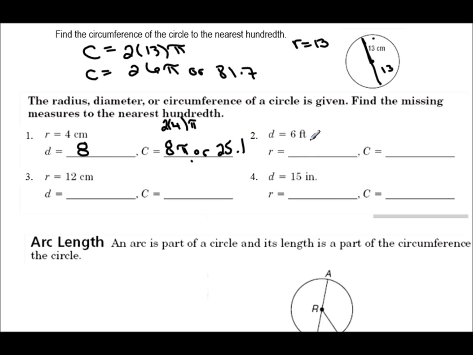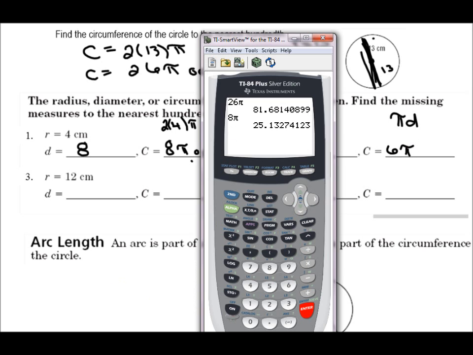Okay, if you're given the diameter, it starts from the center and goes to both endpoints on the circle. So the diameter, if it's 6, then the radius would be half of that, 3. And the circumference, we can do pi times diameter, or 6 pi. And to see what that is in terms of a decimal, 6 times pi would be 18.8.